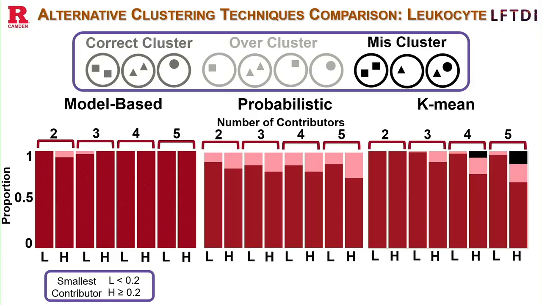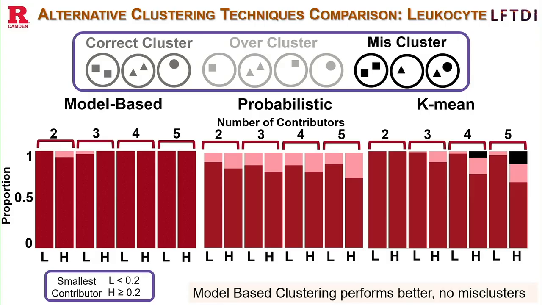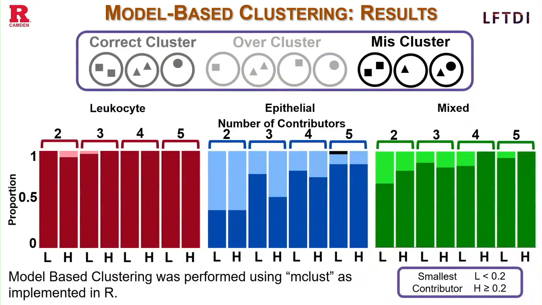For model-based clustering, even after increasing the number of contributors from 2 to 5, we don't see any overclusters or misclusters. So that's promising. For probabilistic clustering, with increasing the number of contributors, we see more of the overclustering. Especially with the 4 and the 5, we see an increase in the number of overclusters. Versus the k-means, with the increase in the number of contributors, not only do we see increased overclusters, but we also see misclusters. So moving forward, we decided to work with model-based clustering for other cell types. This data is only for leukocytes, but we also looked at epithelial cells and leukocytes, which I'll show you in my next slide. So this is what the data looks like for the sample set that I showed you initially, the single cell quality data that I showed in my few slides prior.